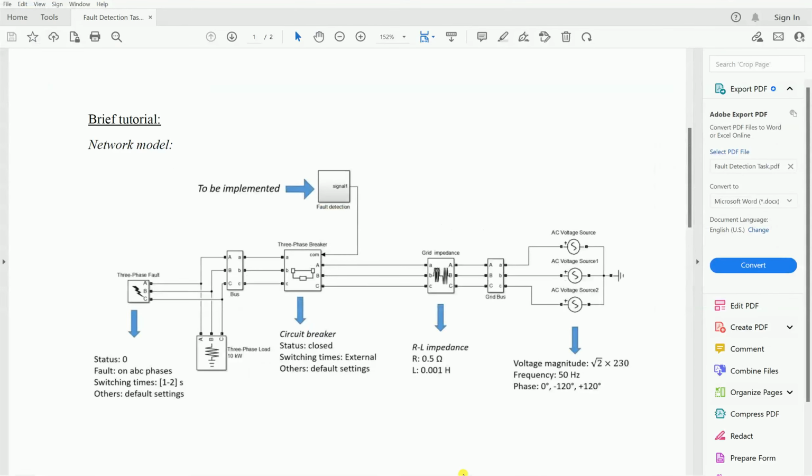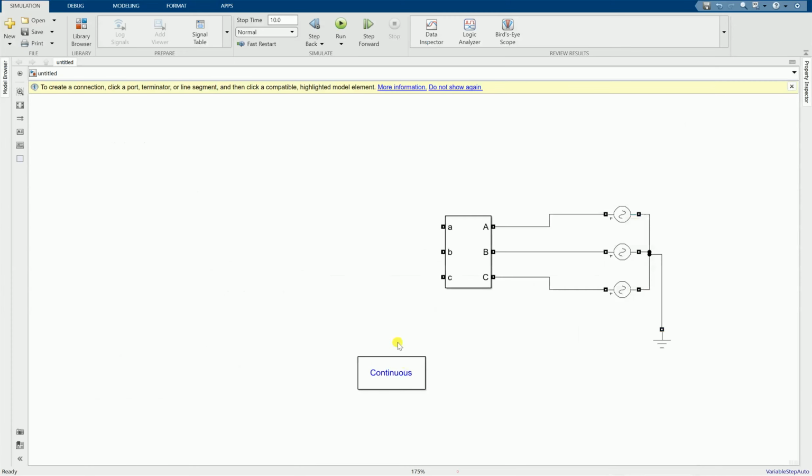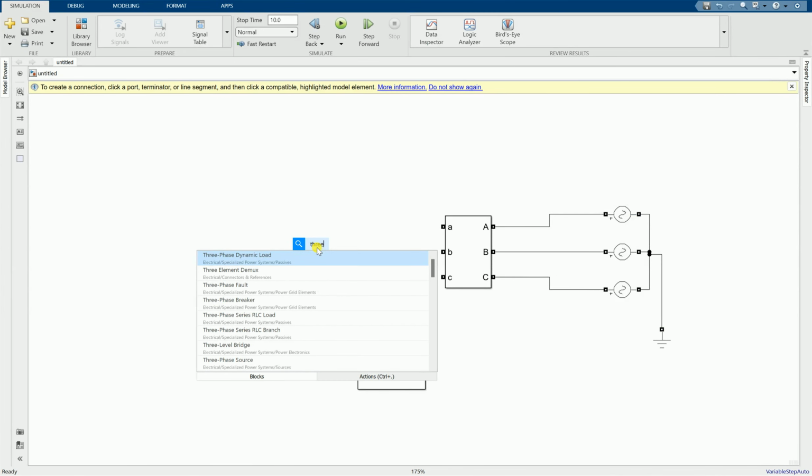Okay, what's next? We have the grid impedance. Here is the grid impedance in the three-phase RLC. Three-phase series RLC branch. The branch will give you the values in resistance in ohms, inductance in Henry, capacitance in farad. For the RLC load, it will give you values in kilowatt, in kilovar, in kilovolt ampere, or in kilovar also for capacitance.